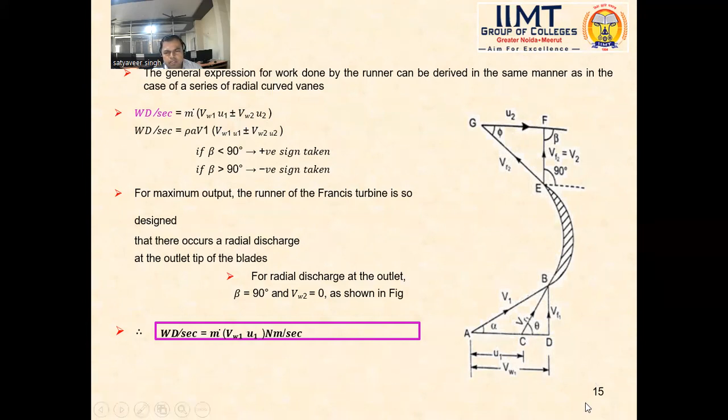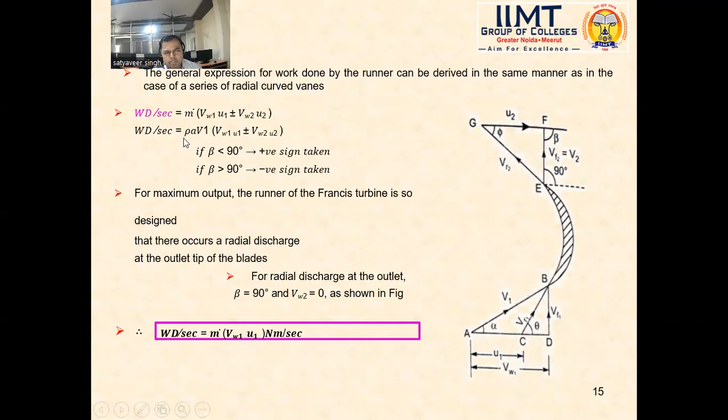This is the vane, and we have two velocity triangles, ABD and EFG. If you know the values of V1, V2, VW1, VW2 and U1, U2, then you can calculate the work done. This curve part EB shows the vane or the blade of the Francis turbine. Another formula for work done per second is rho A V1 (VW1 U1 plus or minus VW2 U2).